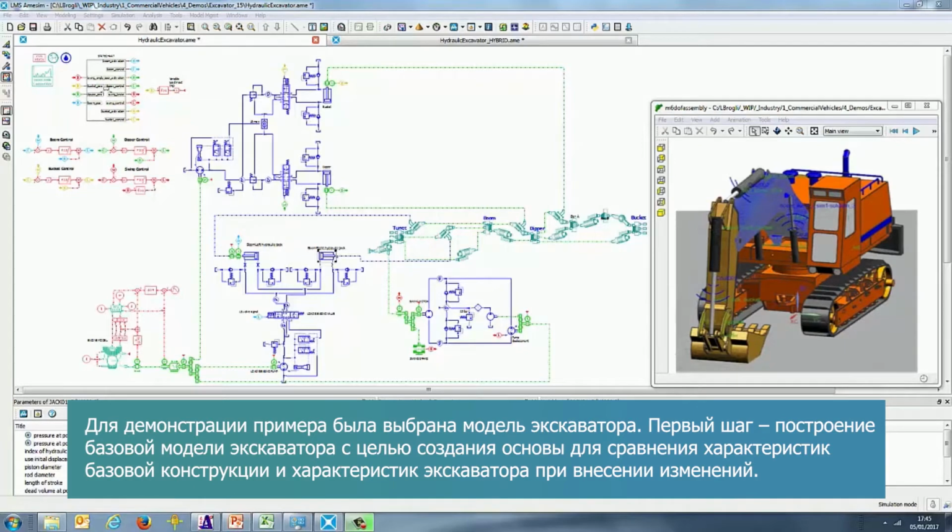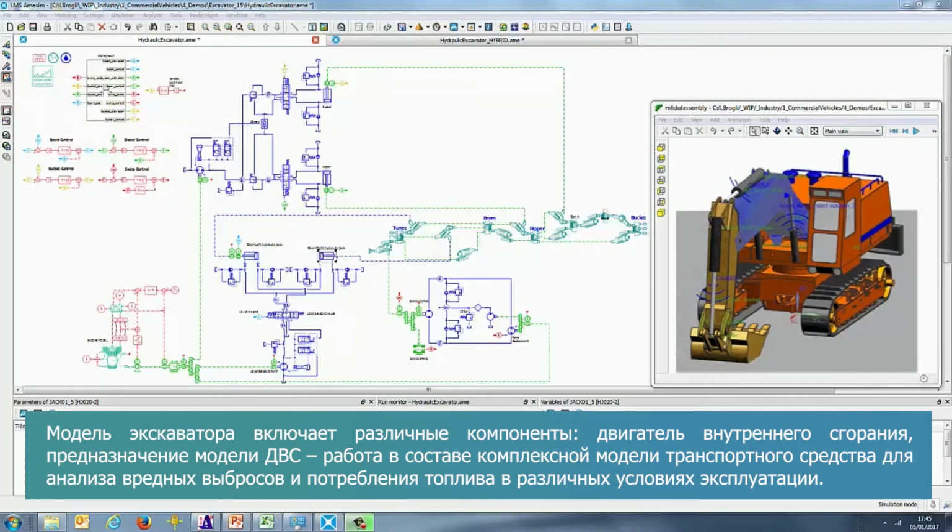The first step is the modeling of the current excavator in order to build the basis of the comparison between the original excavator and the new evolution of the product. The model of the excavator here includes the following parts.